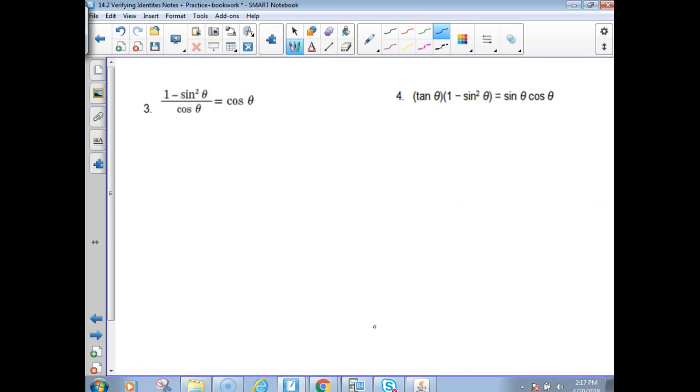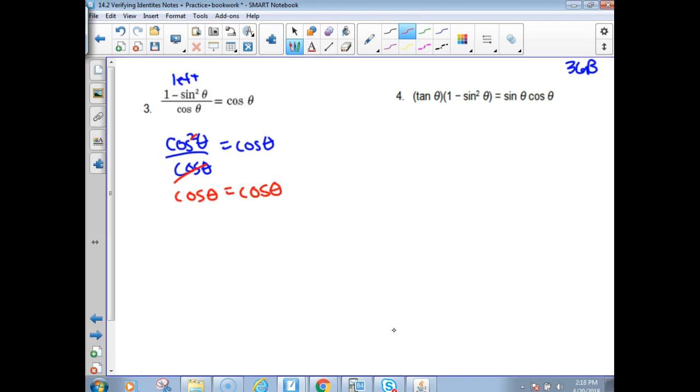All right, number 3 on the back, 36B. What side should we work? Okay. And what can we do right away on the top? Trade for 1 minus sine squared theta equals what? Well, we're going to be done fast with this one. Cosine squared theta over cosine theta reduces to cosine theta. So this one was a quick one. I'm sure that's been your favorite one so far.